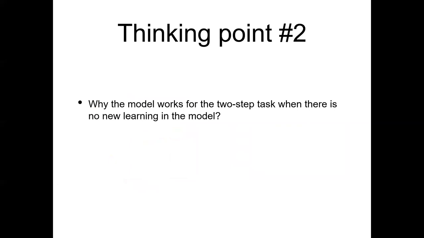So here comes the thinking point, right? I've talked about this model that learns sequence and performs several tasks. In the first task, the model learns a sequence, but behaves as an evidence accumulation decision maker. In the third task, we found that the model, once trained with its fixed weights and everything, can learn the new reward contingencies. So I would like you guys to think about this: why does the model work for this kind of task when there's no new learning at all in the model? Any idea why it works?